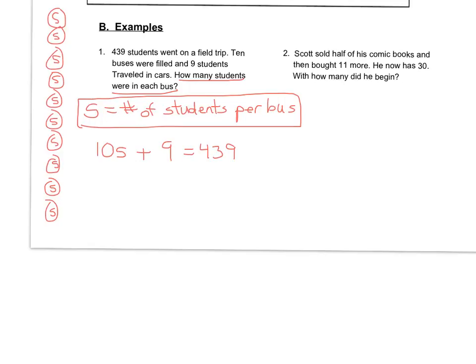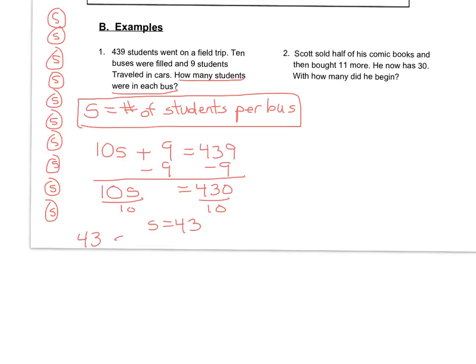So I stated my variable and what it stands for. I figured that out because that's the question right here. Then I wrote my equation. A little sketch kind of helped. And now I solve. So subtract 9 from both sides. 10S equals 430, and then divide by 10. And you get S equals 43. So that means there were 43 students on every bus.